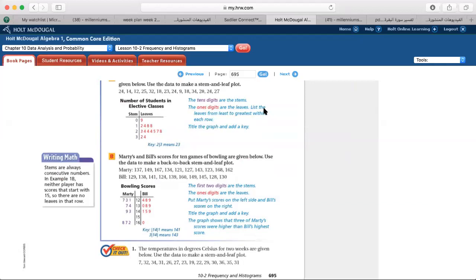For the leaves, I only write the last digit, and in the stem I can write any other digits. If it is a two-digit number, I write the ones in the leaf part and the tens in the stem. If it has more digits, a 3-digit or 4-digit number, you only write the ones in the leaves and the rest in the stem, and don't forget to write the key.